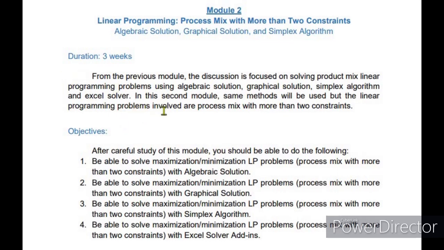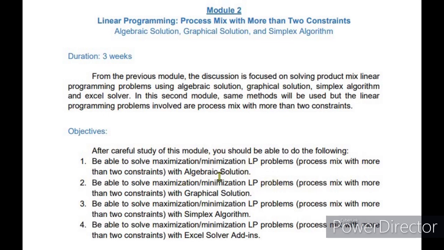From the previous module, the discussion focused on solving product mix linear programming problems using algebraic solution, graphical, and simplex algorithm, as well as the Excel solver. In the second module, the same methods will be used, but the linear programming problems involved are process mix with more than 2 constraints.